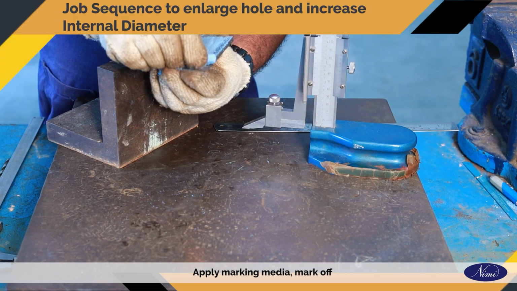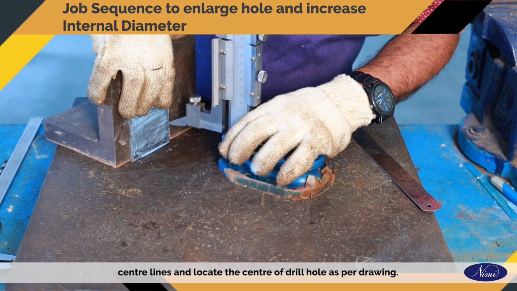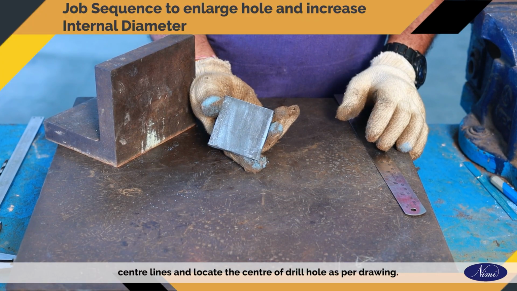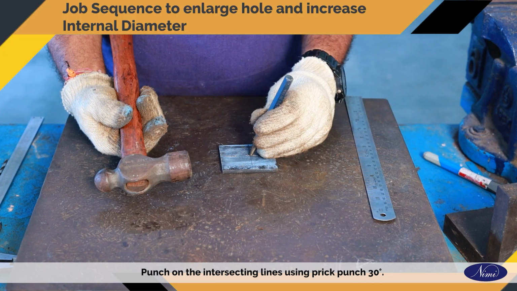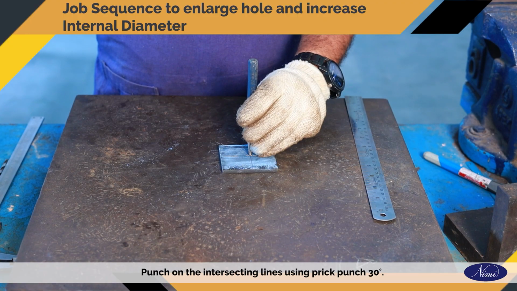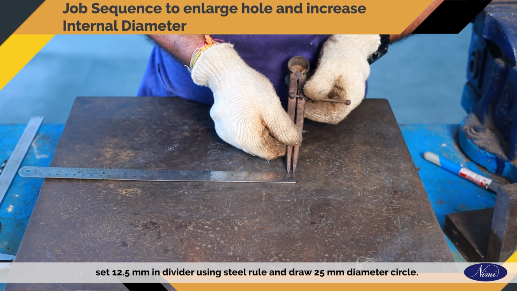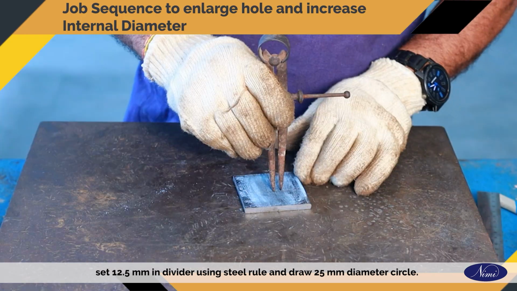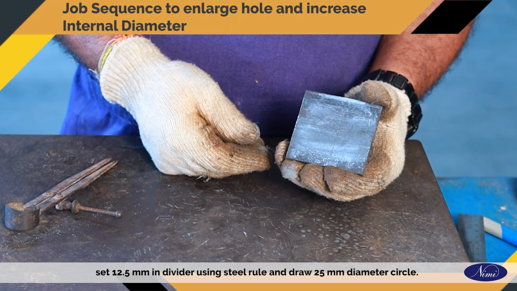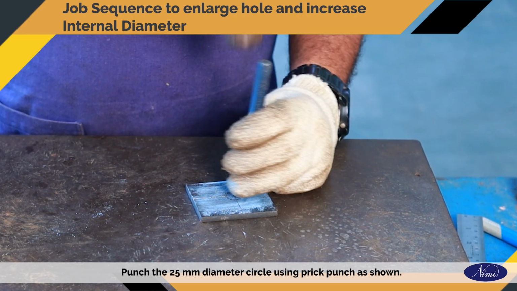Apply marking media. Mark off center lines and locate the center of drill hole as per drawing. Punch on the intersecting lines using prick punch 30 degrees. Set 12.5 mm in divider using steel rule and draw 25 mm diameter circle. Punch the 25 mm diameter circle using prick punch as shown.